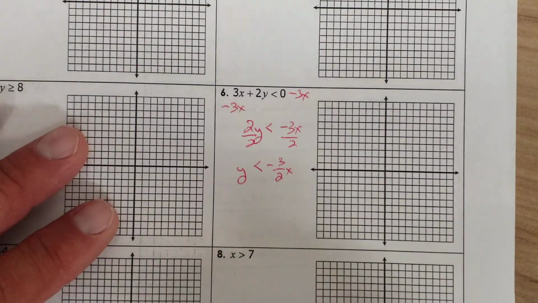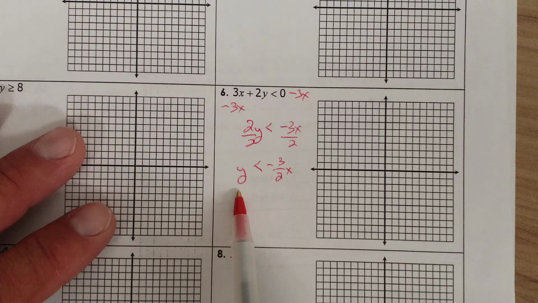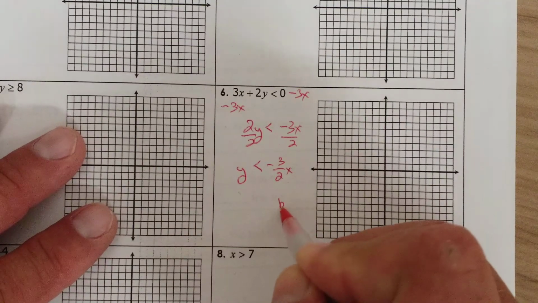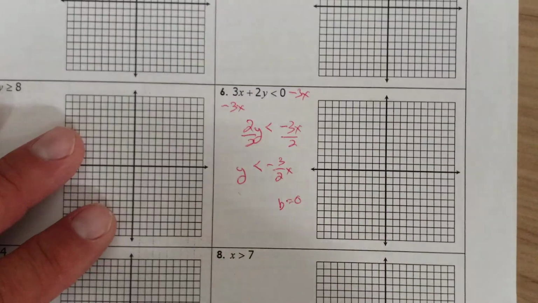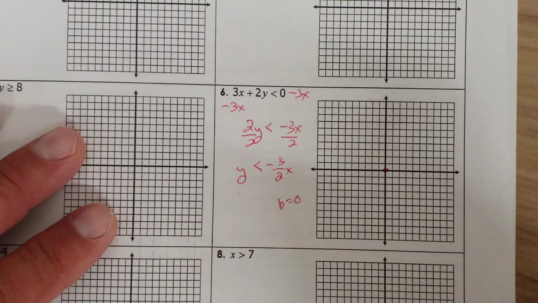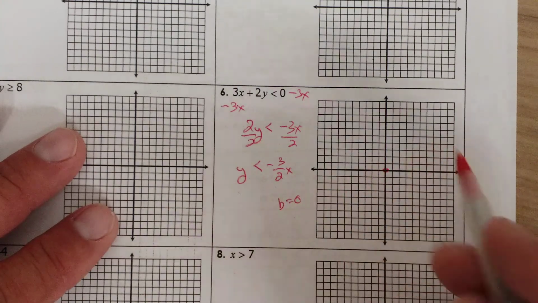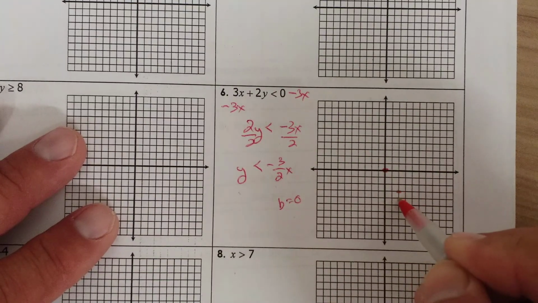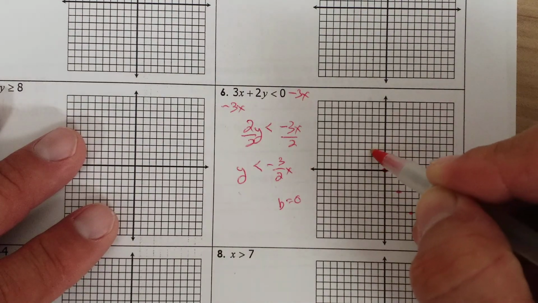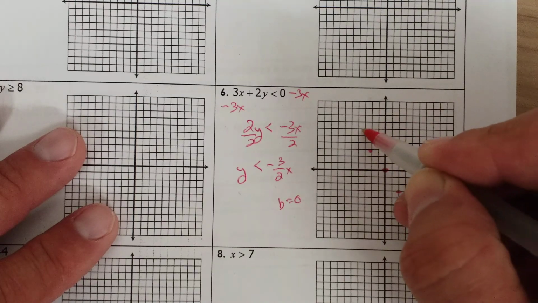So you see what's missing now that I have y by itself. What is missing is a b number, which means that your b number in this case is going to be 0, which means it's going to cross right there at the origin. And this would be my slope because it's the number in front of x. So I'm going to rise negative 3 and run positive 2. And I can go up 3 and back 2. And it's still going to give me points in the line.